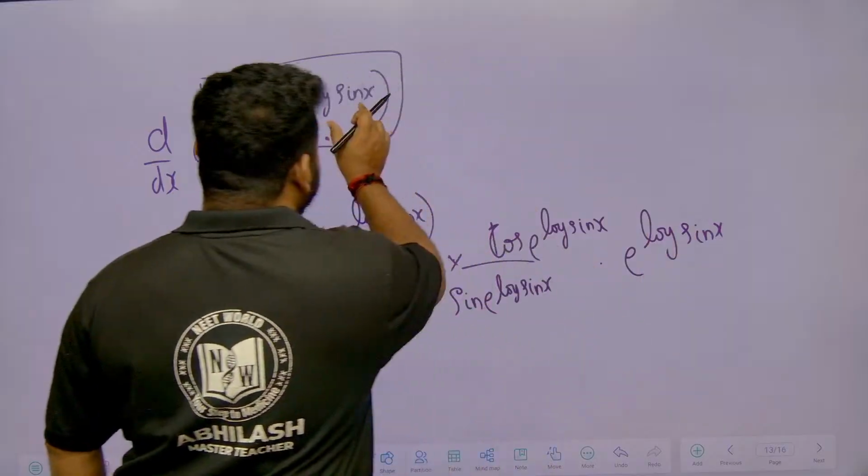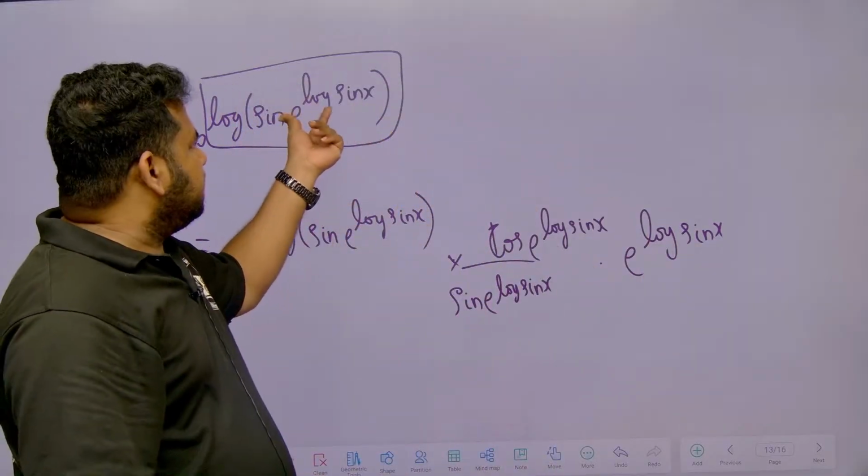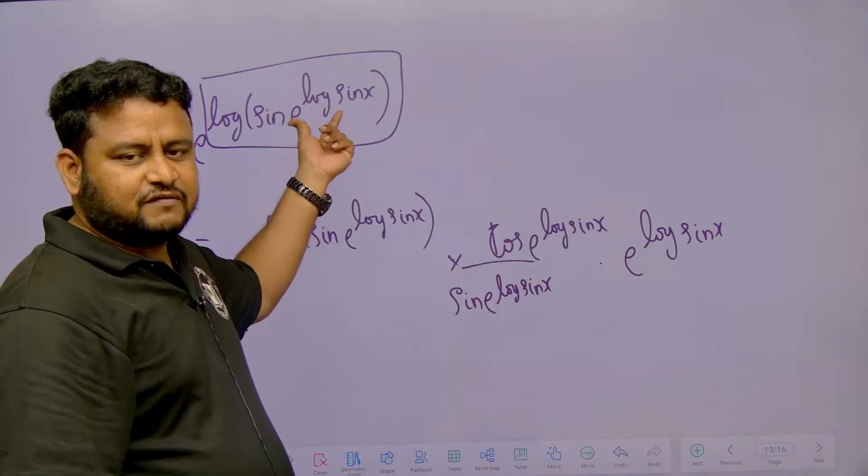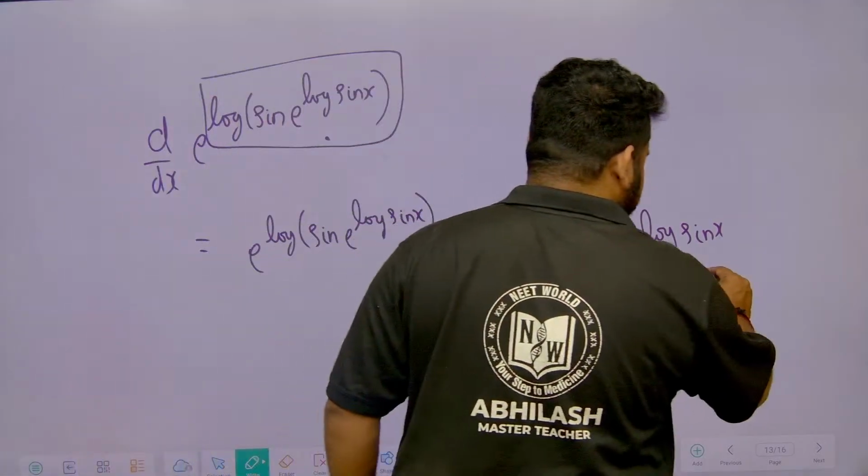Then, what is on the power, we have to differentiate that. Log sin x is there. Log sin x differentiation is what? Log of something is 1 by something. That is 1 by sin x.